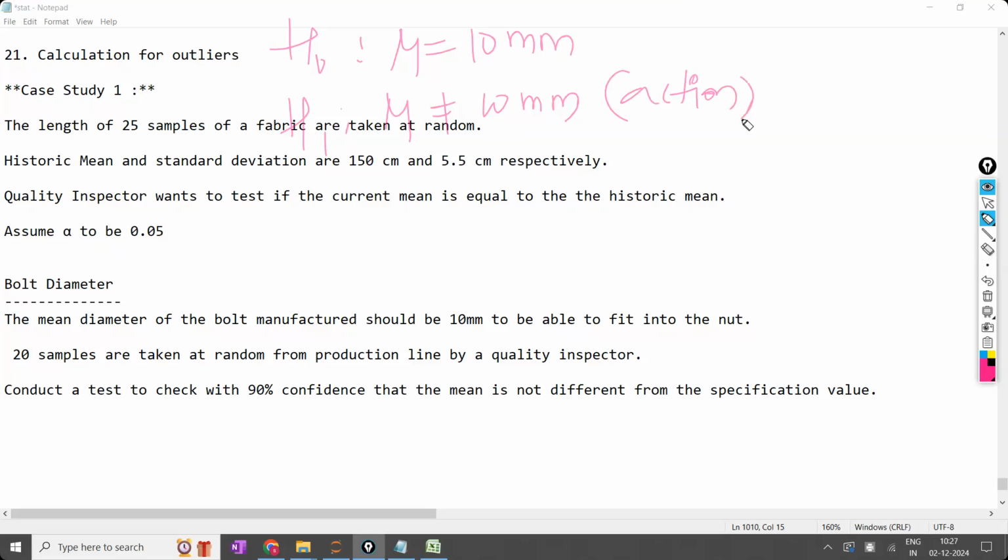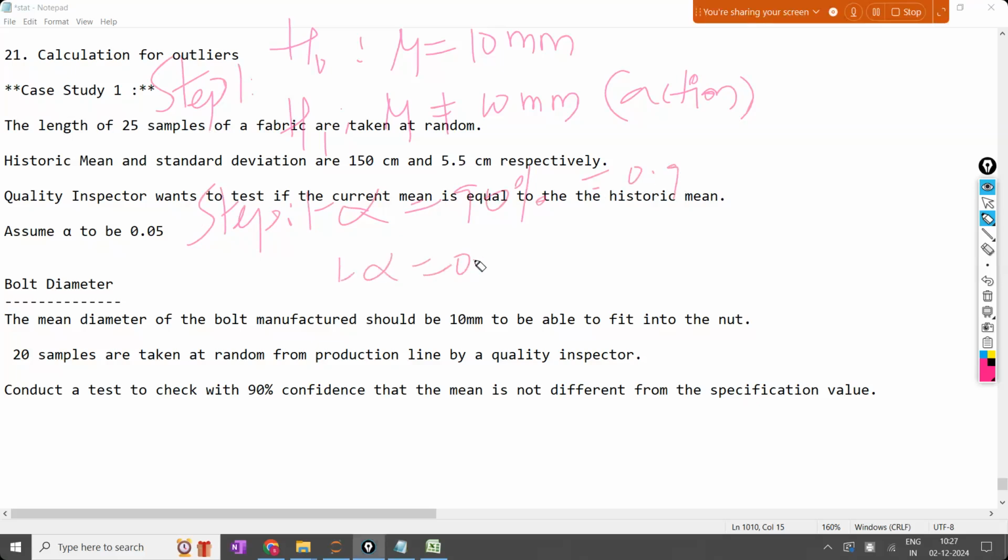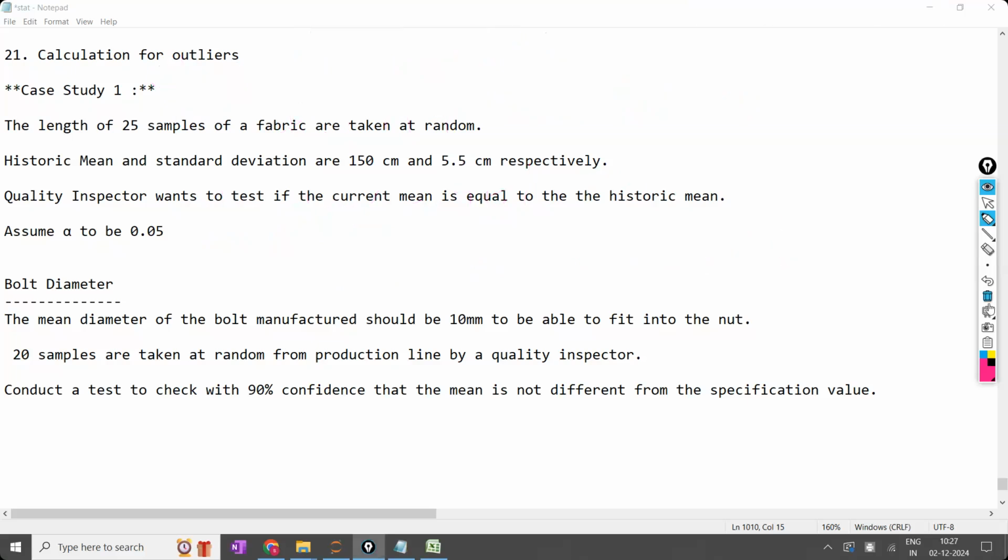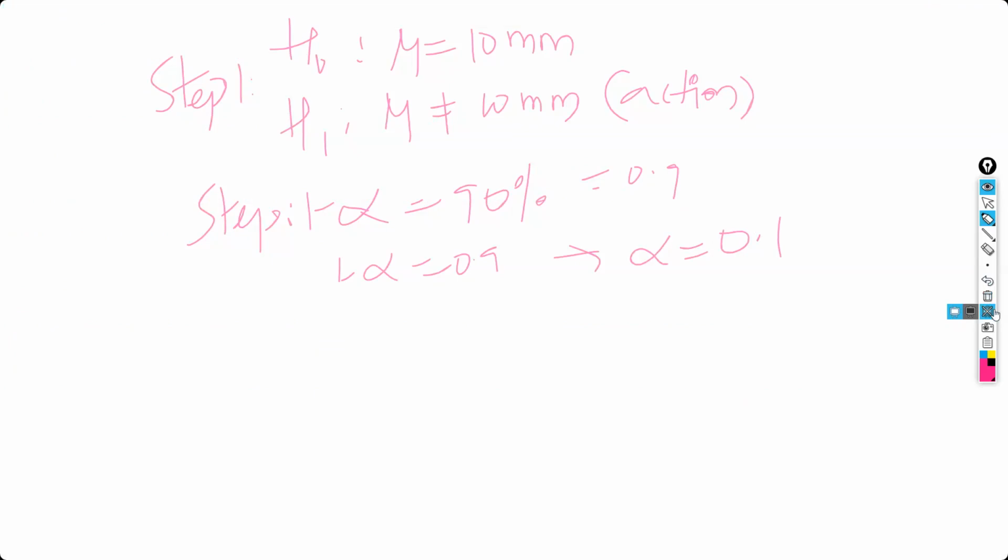What is step 2? Check the level of significance. What is the level of significance here? 0.9 is the confidence, that is 1 minus alpha is 90%. Alpha is 10%, which is nothing but 0.1. 1 minus alpha was given as 90%, and 90% means 0.9. That is, 1 minus alpha is equal to 0.9. From this, alpha is equal to 0.1. In the question, they have given the confidence, not the level of significance.